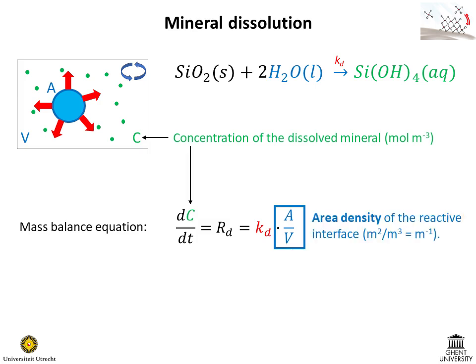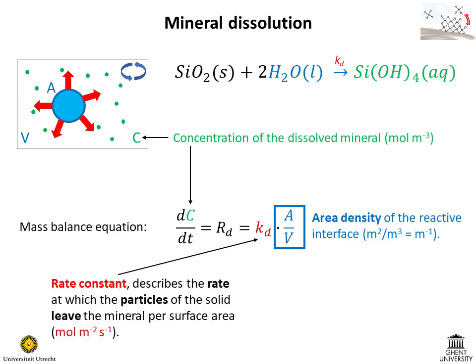Therefore, the rate of change in the silicic acid concentration will depend on the density of the reactive interface area, A divided by V. In the last step, we introduce a rate constant Kd to ensure that the units are correct. Therefore, the rate of the forward reaction will be Kd multiplied with A over V.